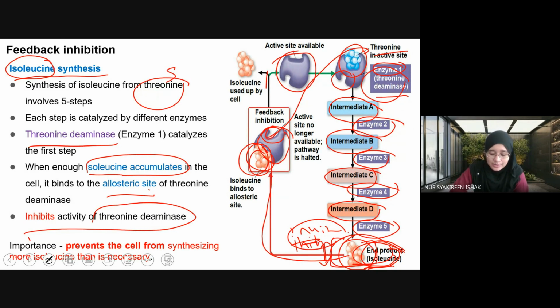Okay, so the importance of feedback inhibition, as mentioned, is that it prevents the cell from synthesizing the product, in this case isoleucine, when it is not necessary. So that is the example for isoleucine. It is the same for example in the production of ATP. So it allows the cell to use up the product first, and after the cell detects that the product has been used up and the product concentration has been reduced, only then can the reaction occur again.